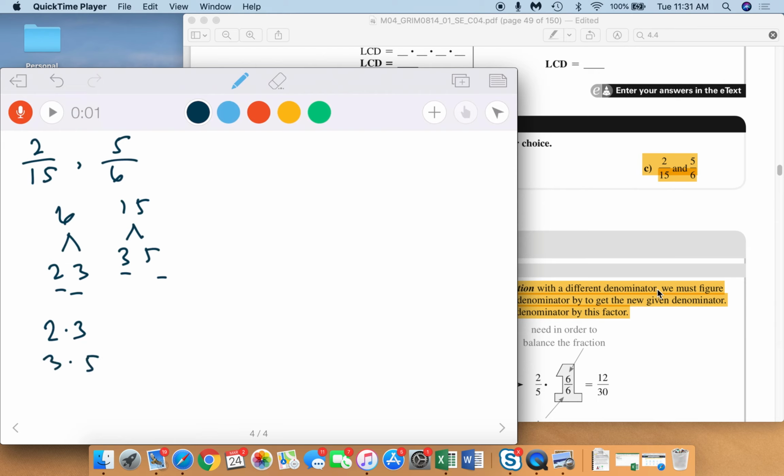Well, 2 is here, so we're going to write 2. The 3's are there together, so we only write it once, and then we write our 5. So again, our lowest common denominator is 30. Same answer, different method.